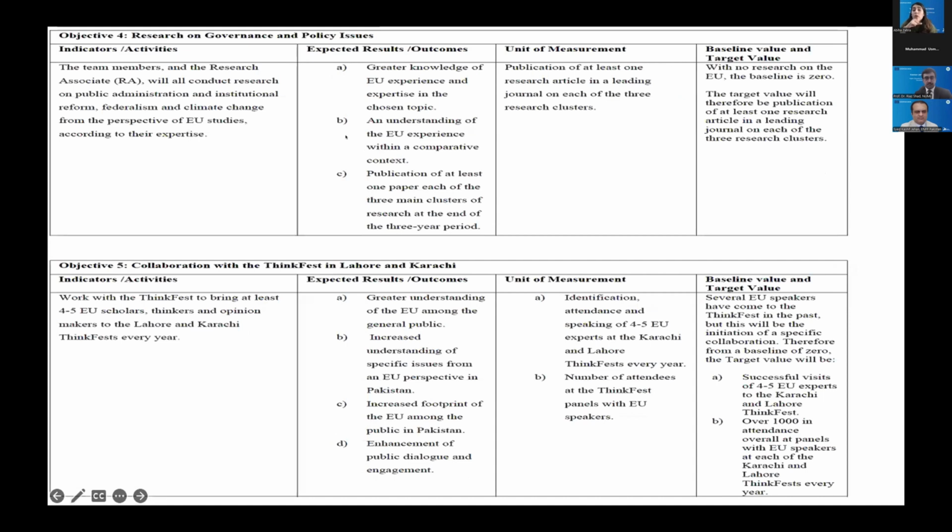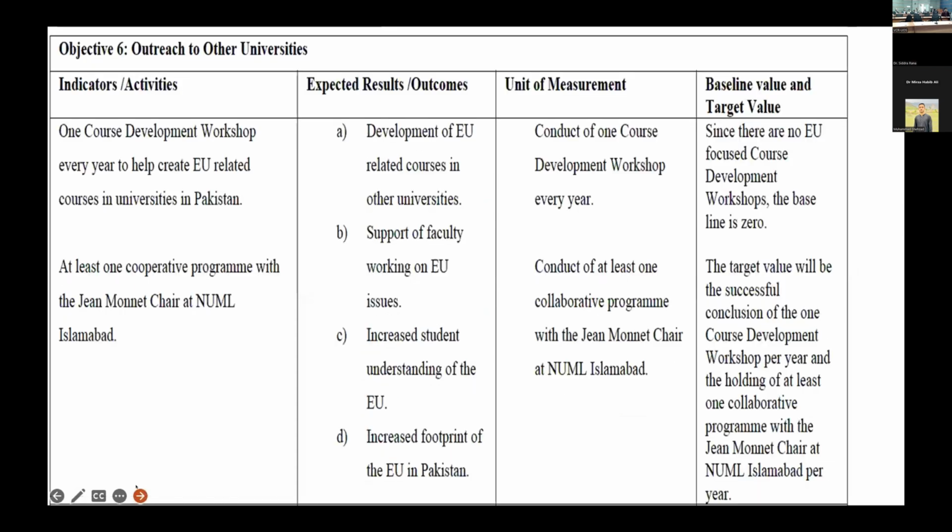Then we also promised that we'll be writing 3 papers, 1 paper each of us. So it goes way beyond what has been asked for, a little more effort, and that obviously helps with winning the projects. Okay, and then outreach to other universities.